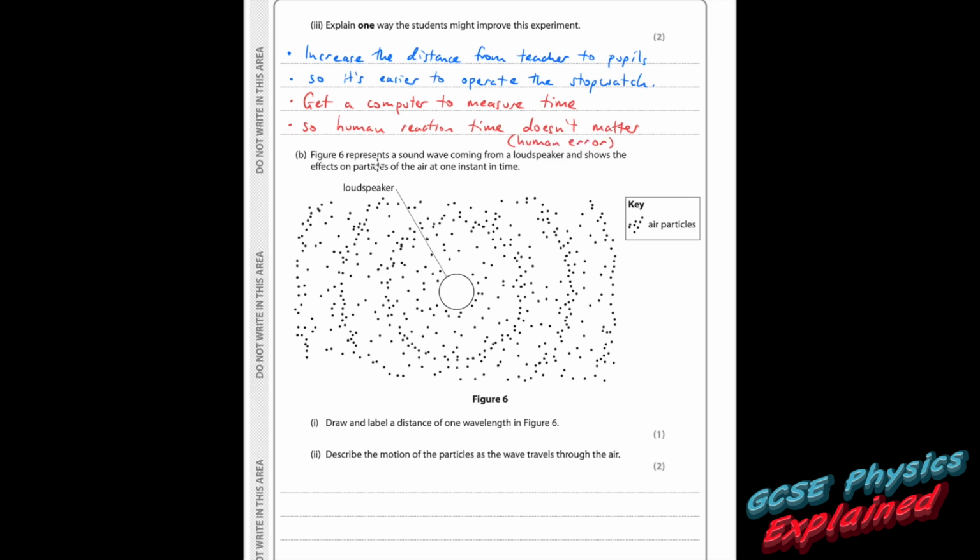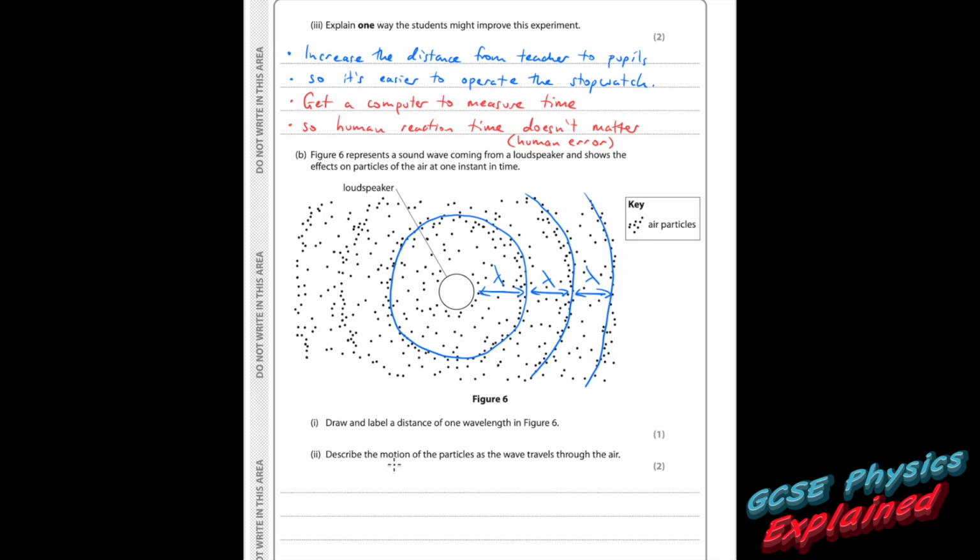Part B. Figure 6 represents a sound wave coming from a loudspeaker and shows the effects on particles of the air at one instant in time. Draw and label a distance of one wavelength in figure 6. Right, you can sort of see there's a compression there, so that would be one wavefront. And then there's another one there and another one there. So a wavelength is basically from one wavefront to the next wavefront. So that's your wavelength there. Or it could be that there, and it should be that there. So they're all roughly the same.